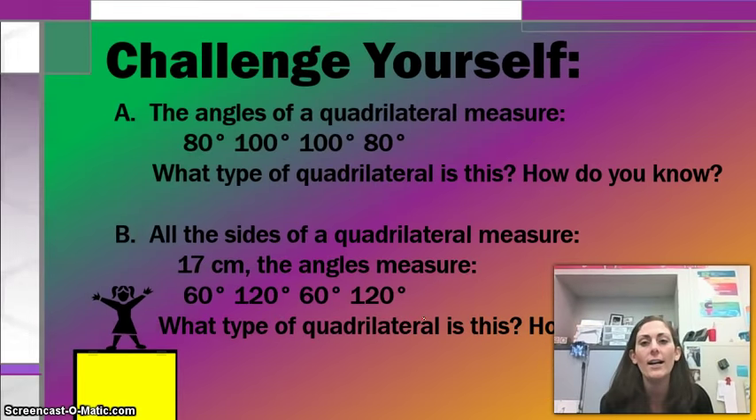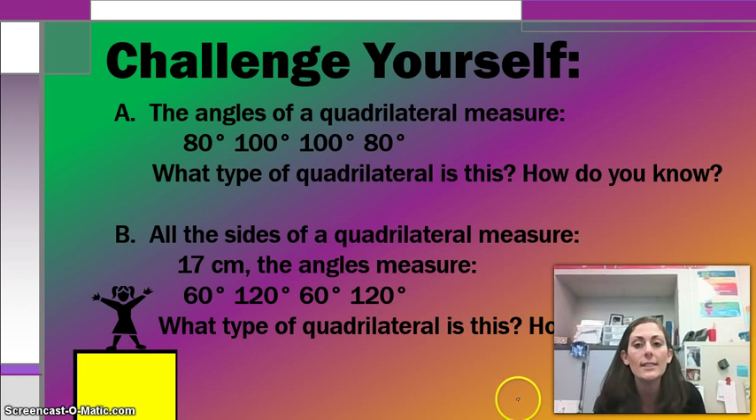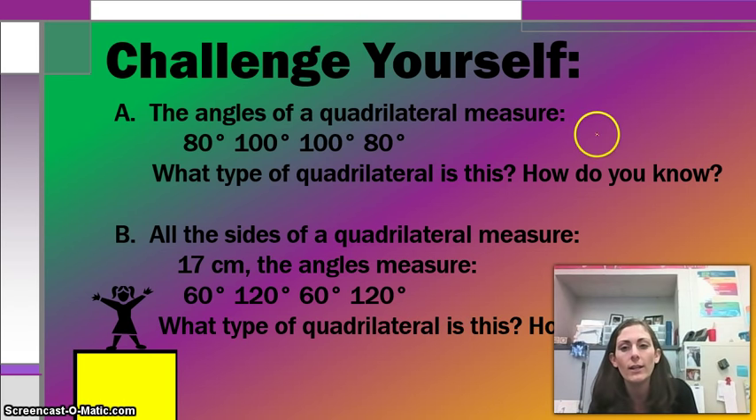Now, here's your challenge problem for tomorrow. The angles of a quadrilateral measure 80, 100, 180. And so all the angles equal 360 degrees. What type of quadrilateral is this, and how do you know? So if you remember, it looks like it's going in order.